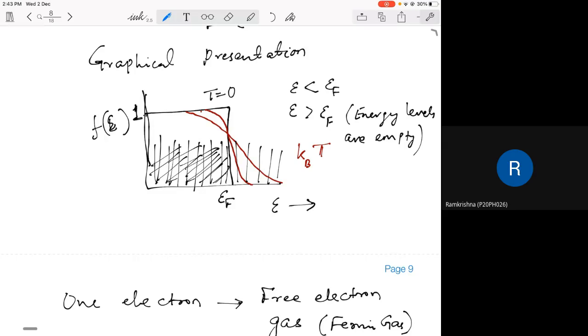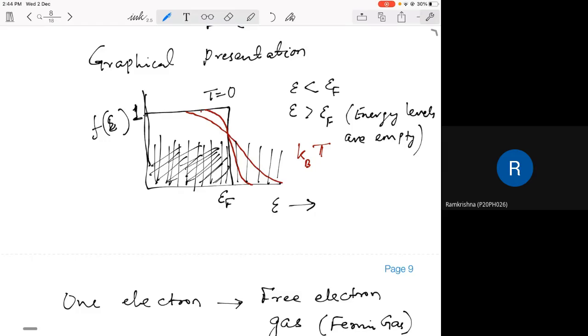The Fermi level is already defined at t equal to 0. It is a mathematical concept. By mathematical definition, the Fermi level is the energy level up to which the electrons are filled. So that is the Fermi level at t equal to 0.